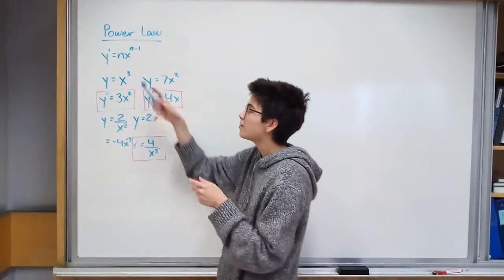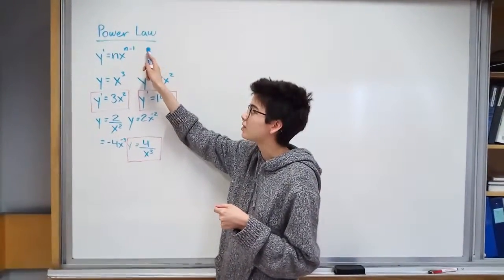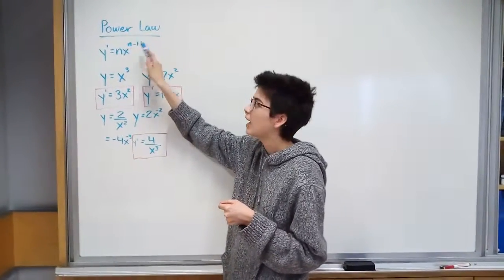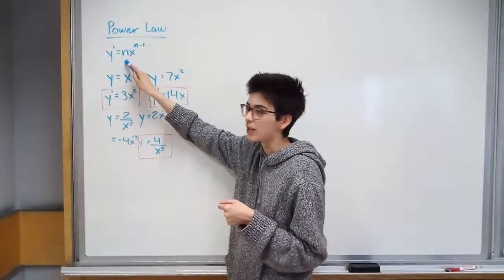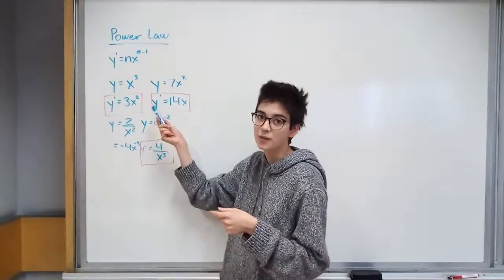So in the power law, you have a coefficient and an x with an exponent. In order to find the derivative, you're going to take the exponent and subtract 1, and you take the original exponent and multiply it by the coefficient. And that sounds kind of complicated right now, so we have some simple equations to show that.